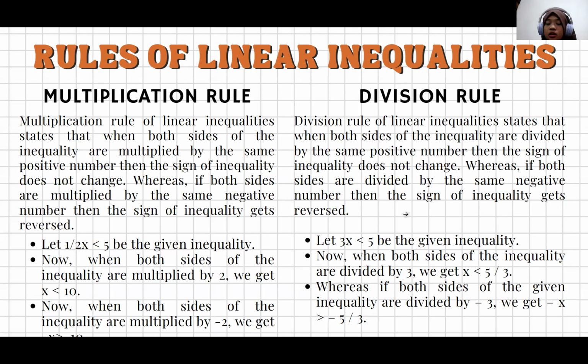So we have an example. Let 3x is less than 5 be the given inequality. When both sides of the inequality are divided by 3, we get x is less than 5 over 3. And when both sides of the given inequality are divided by negative 3, we get negative x is greater than negative 5 over 3.